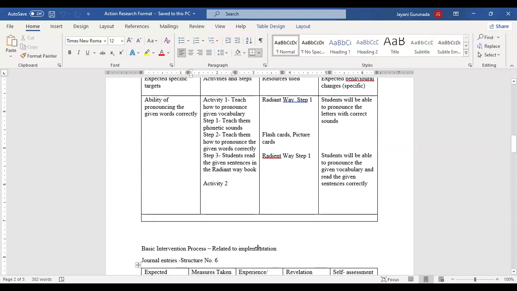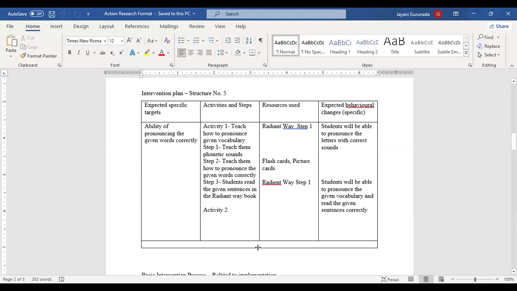So then we have to complete the grid. Now like this, if you want, you can write it down. Intervention plan, expected specific target. What do you expect to identify, find? That means expect a target. For that, what are the activities and what are the steps you have employed? Then what are the resources used? Then expected behavioral change. Okay. Can you draw this grid?